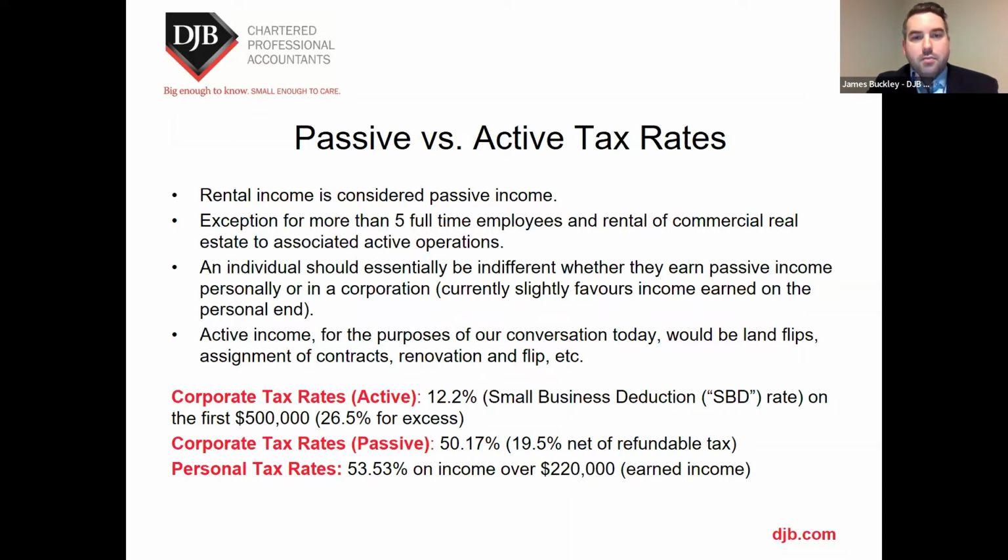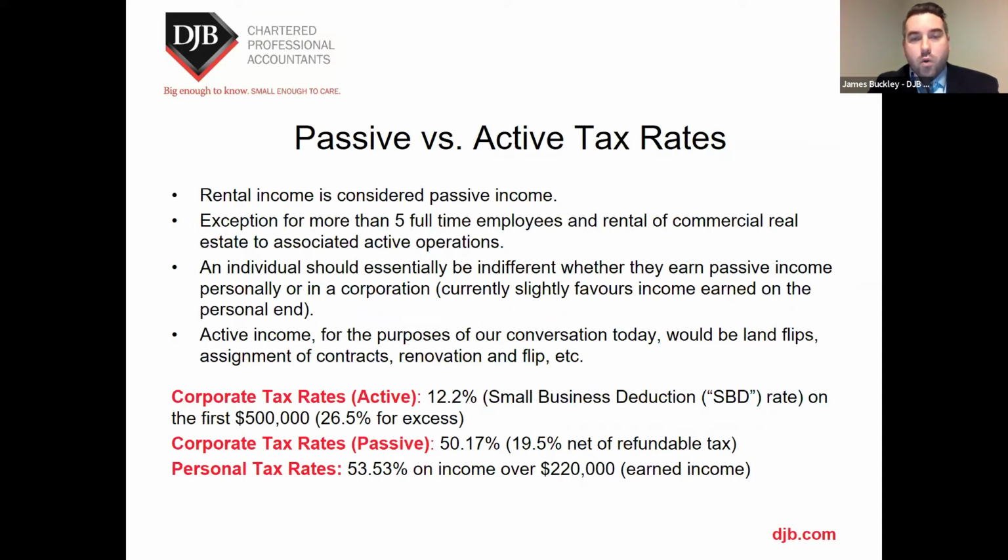And when we look at the bottom of this slide, you can see, well, what does that matter? When we think of active income as opposed to passive, that's more like manufacturing, land flips, and in terms of our discussion today, assignments, renovation and immediate flip, things like that would be considered active income, while things like rents would be considered passive, similar to capital gains. And so why does that matter?